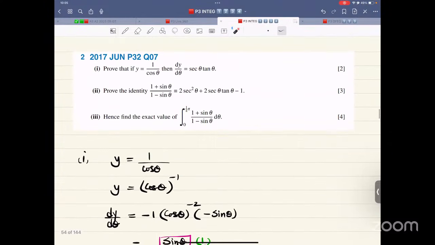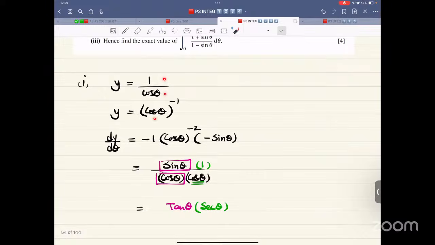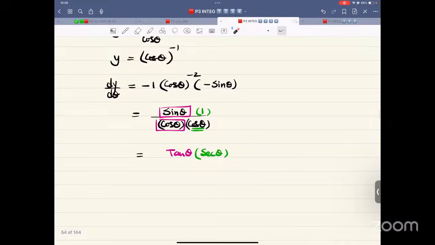Another question which involves differentiation, integration. Prove that if y is equal to 1 over cos theta, then dy by d theta is sec theta tan theta. Y is 1 over cos, that can be written as cos raised to the power of negative 1. Differentiate using chain rule. Negative 1 comes down, cos remains as it is, power reduces by 1. Derivative of bracket is negative sine theta. So now this thing is done.